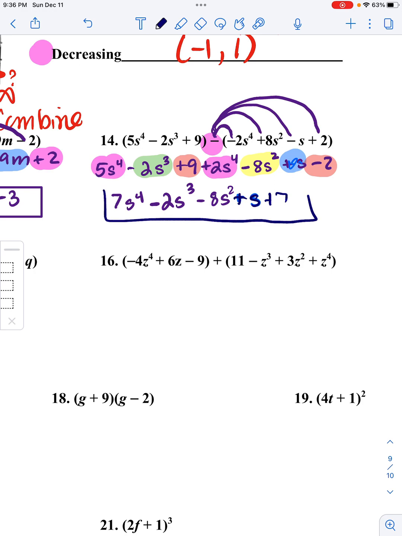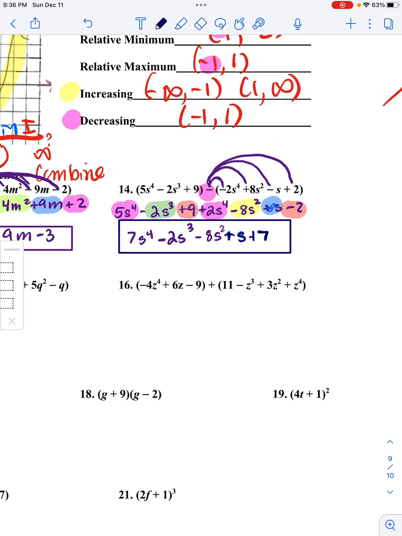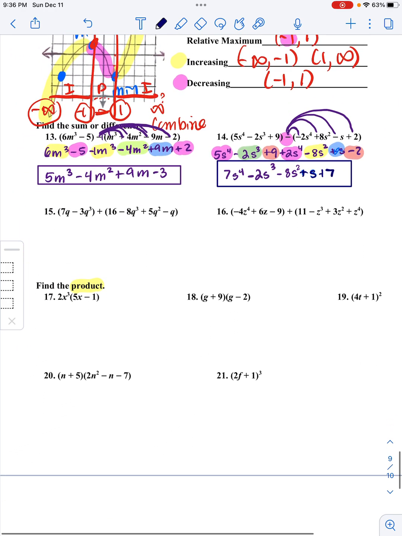So again, it should always end up in standard form when you go to write your answer, and you want to write your answer in standard form on the test as well. It's really just hard to keep track of stuff. So the better you write it out and kind of cross things off or highlight or color as you go, the easier it is to keep track of everything.